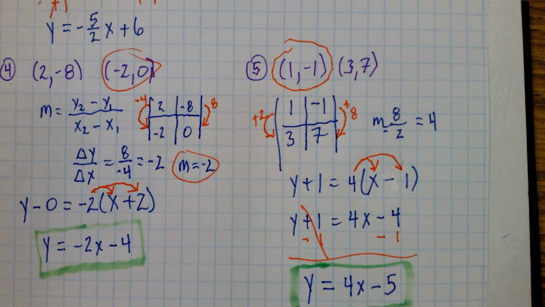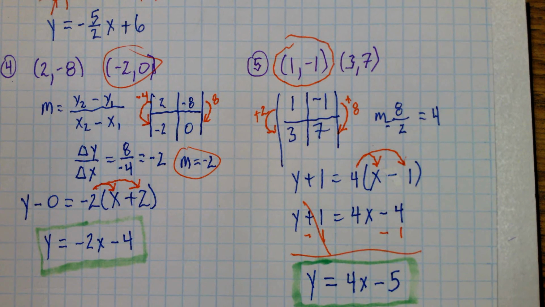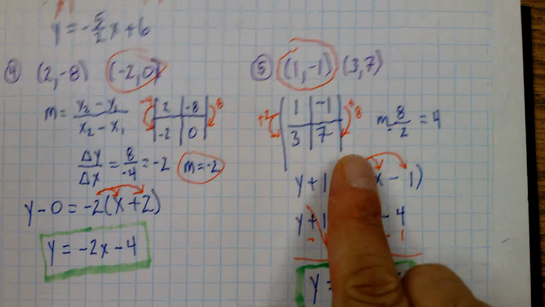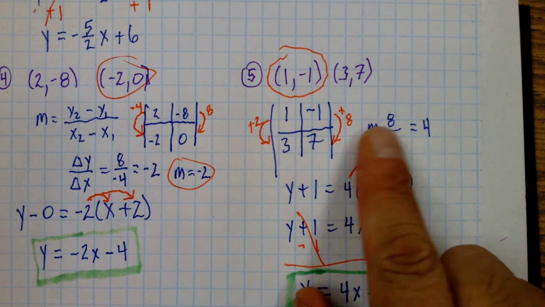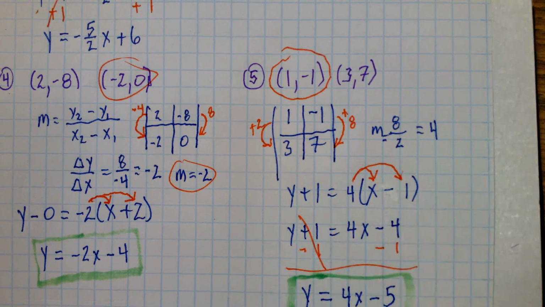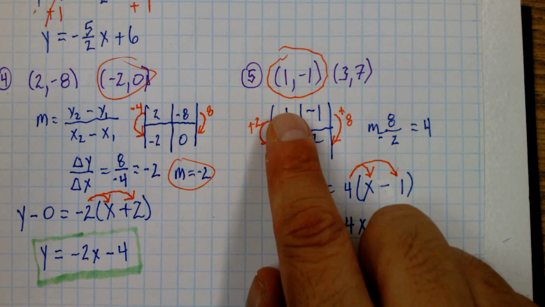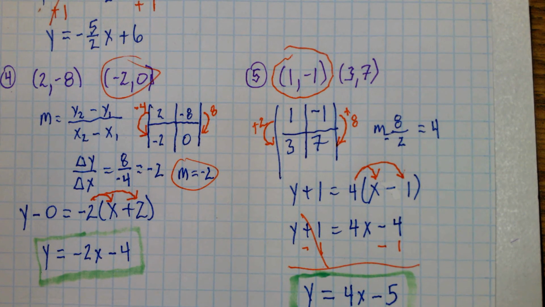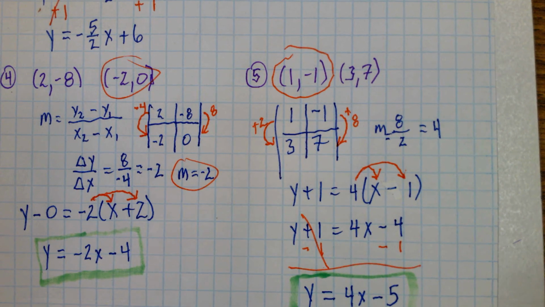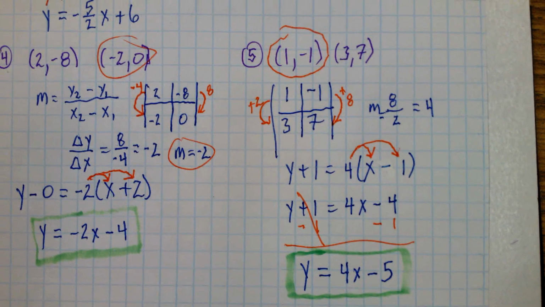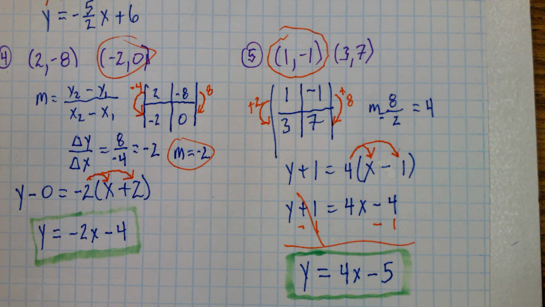Okay, so my answer was y equals 4x minus 5. So as you probably saw, the slope I got was 4. I got 2 here, I got 8 there. 8 over 2 is 4. I put the coordinates 1, negative 1, and slope 4 into the point slope equation, distributed that. Then I subtracted 1. Negative 4 and negative 1 makes negative 5. So there's the equation. Okay.